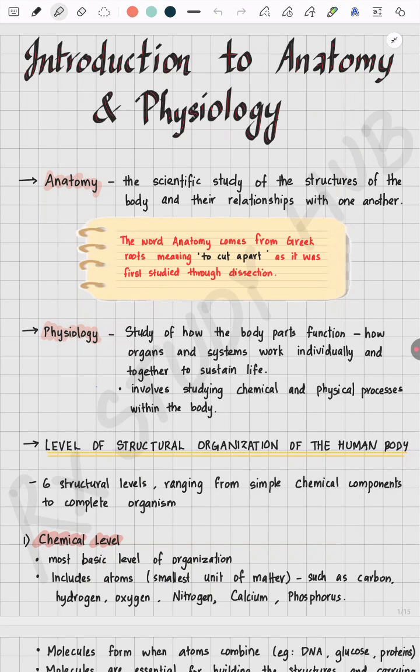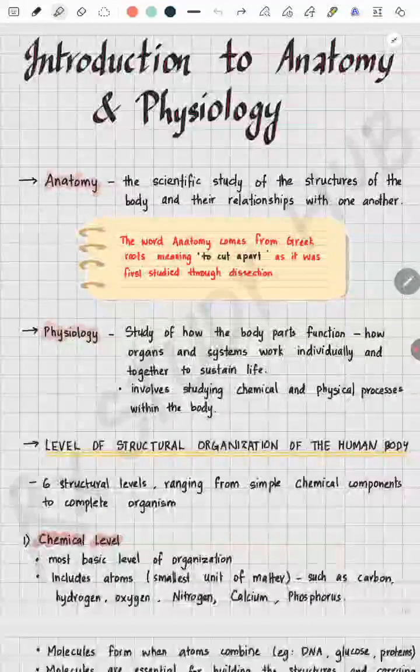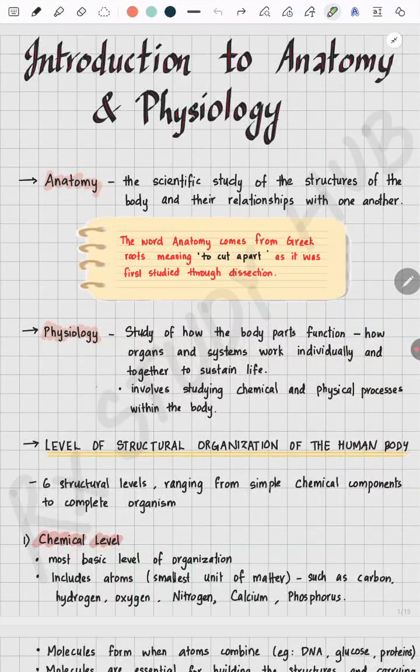Let me start by explaining the meaning of the two terms. Anatomy simply means the study of structure. We look at the parts of the body, how they are shaped, where they are located, and how they relate to each other. Physiology, on the other hand, is the study of function. It explains how each part works, how organs carry out their roles, and how everything fits together to maintain life.